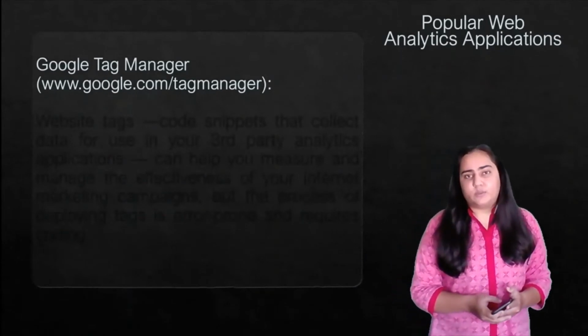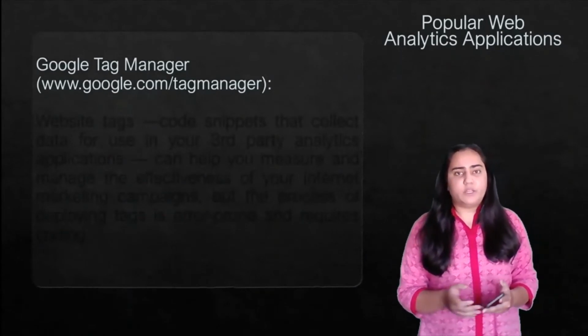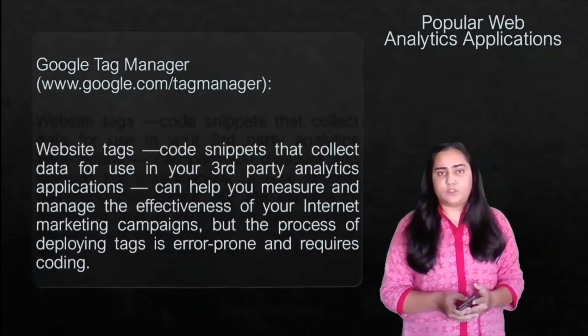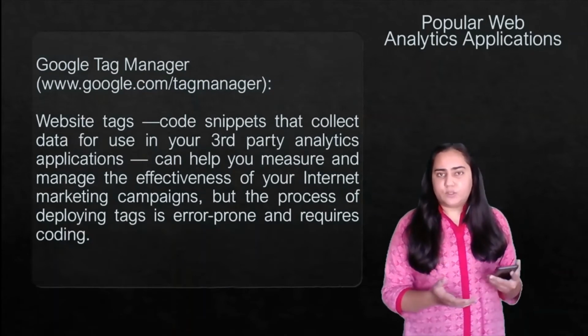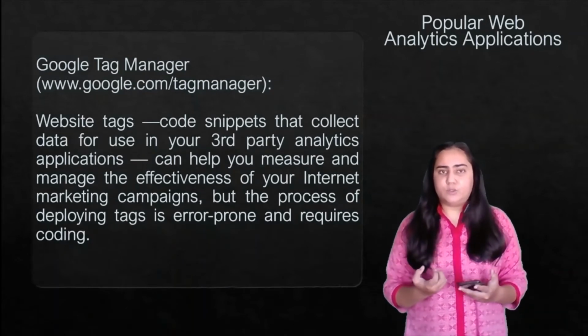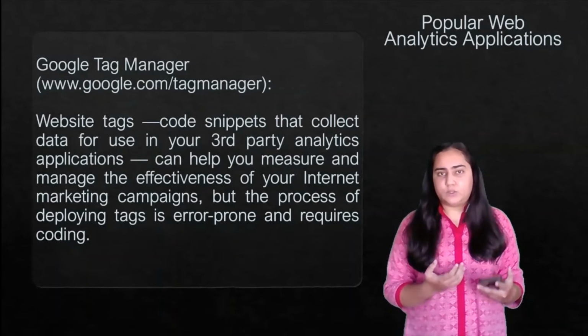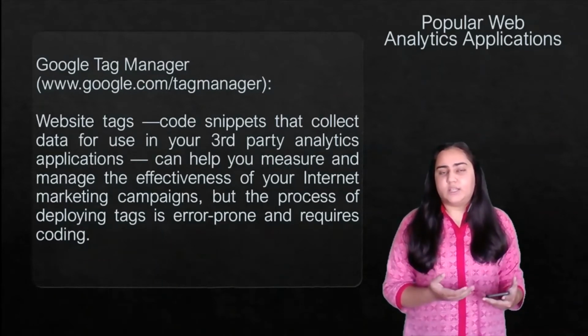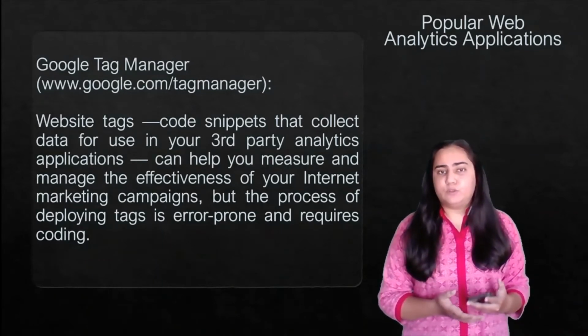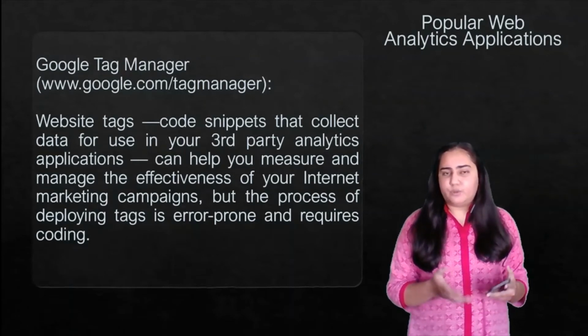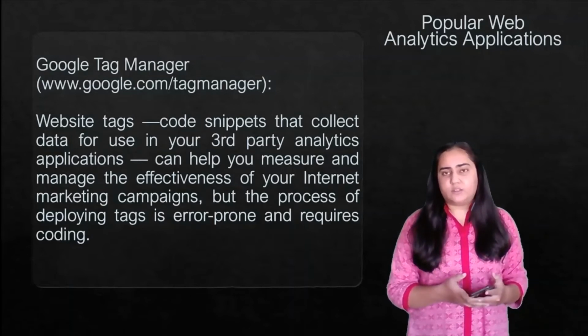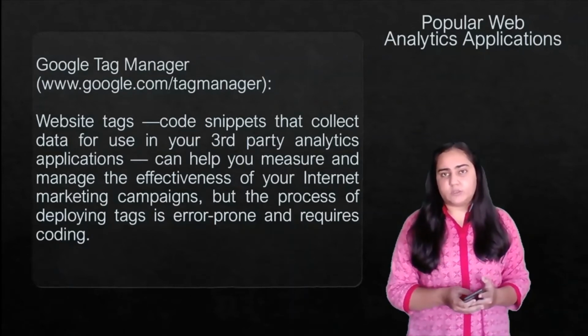Next, we have Google Tag Manager, which you can find on google.com/tagmanager. This allows you to put website tags, which are code snippets, which you attach to your website in order to get data to use for third-party analytics applications. And they can help you to measure and manage the effectiveness of your internet marketing campaigns. But the process of putting these tags on your website might lead to some errors, and that's why it requires some coding expertise.